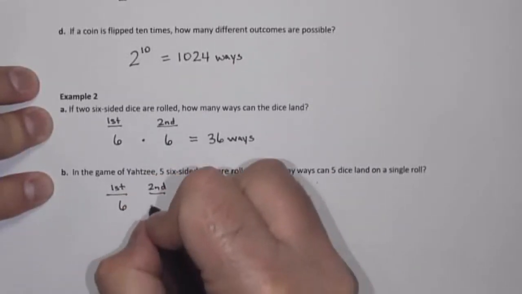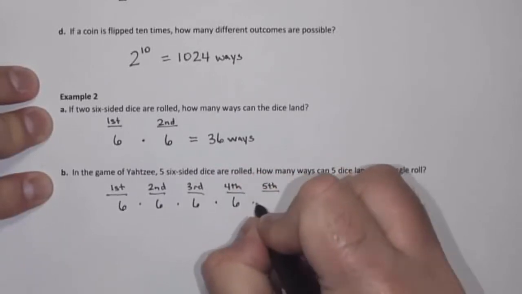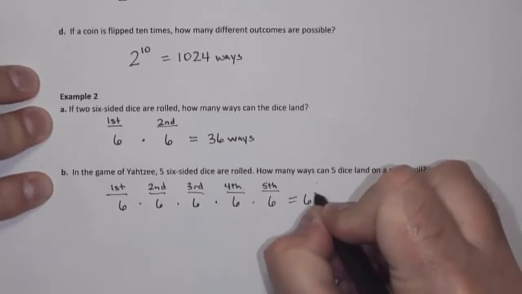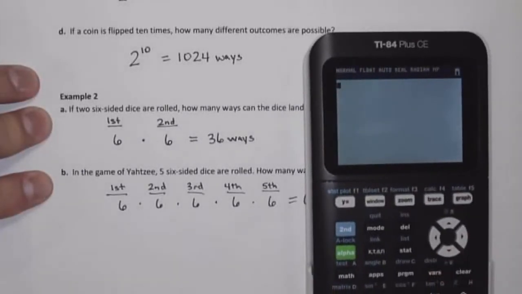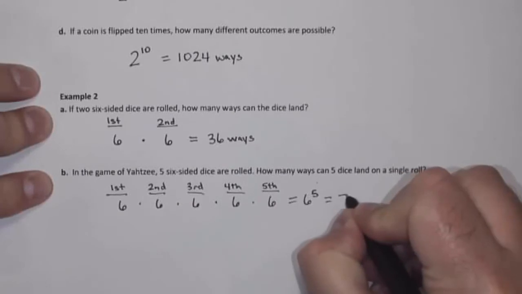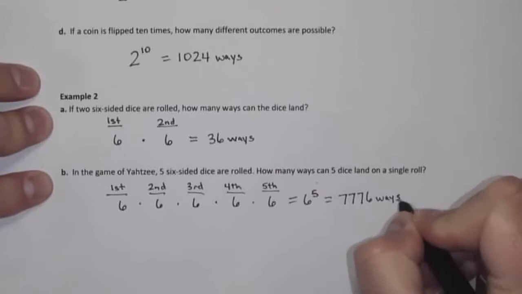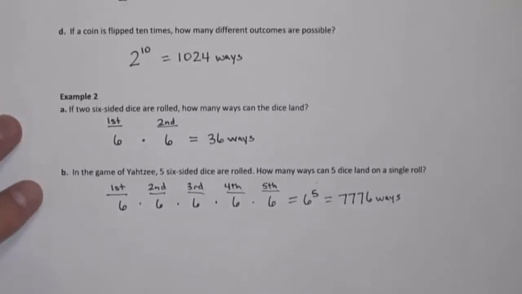So 6 ways for the first die, 6 ways for the second die, 6 for the third, 6 for the fourth, 6 for the fifth. So altogether, the dice could land in 6 to the 5th power different ways. So if I pull my calculator in, 6 raised to the 5th power is 7,776. So there's 7,776 different ways that the dice could land when we roll 5 dice one time.